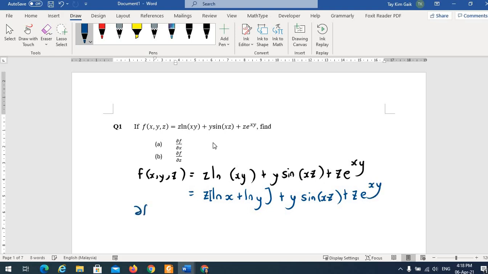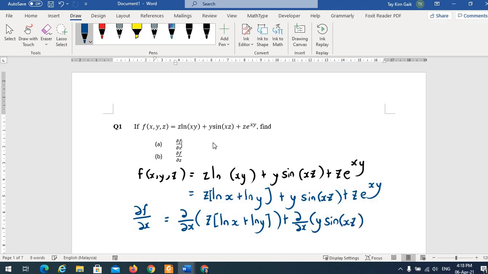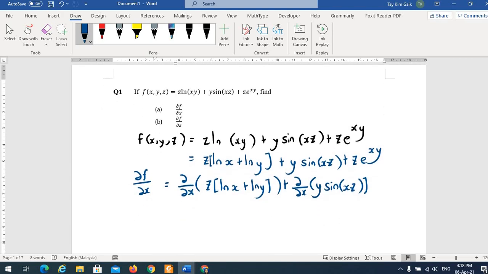So you want to find del f, del x. Exactly, you del x the f. Differentiate your f here. You have 1 term, 2 terms, 3 terms, so you del x. It's z times ln x plus ln y, plus you del x y sin xz, plus you del x the third term, which is z exponent xy.